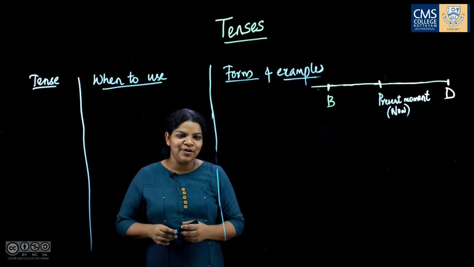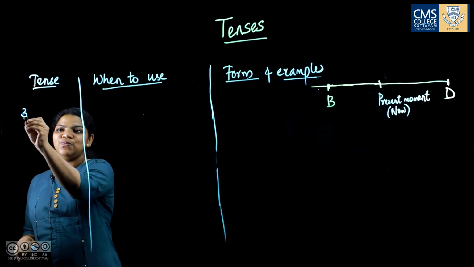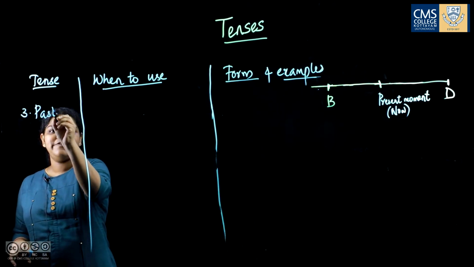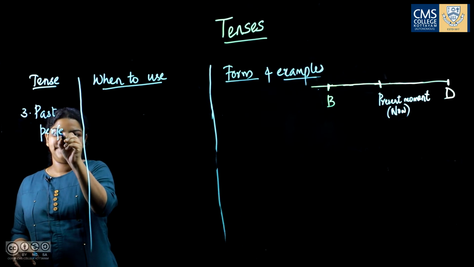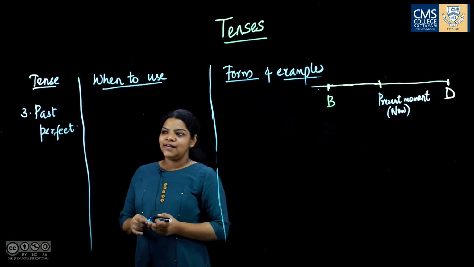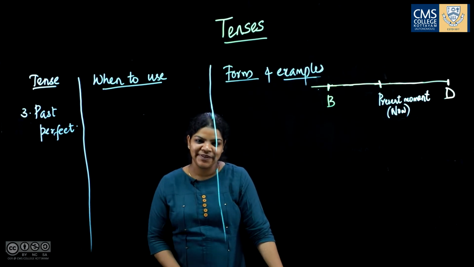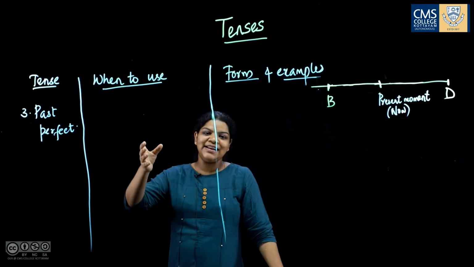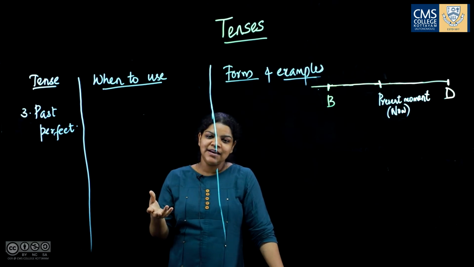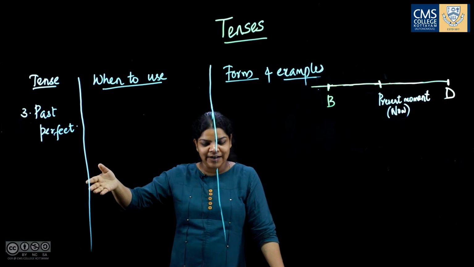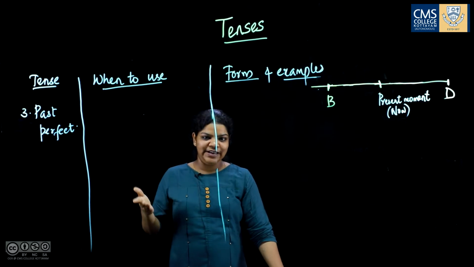The third type of past tense is what we call the past perfect tense. The past perfect tense is a past in the past. That is, when you want to refer to two incidents in the past and you want to refer to the earlier one, we use the past perfect tense.